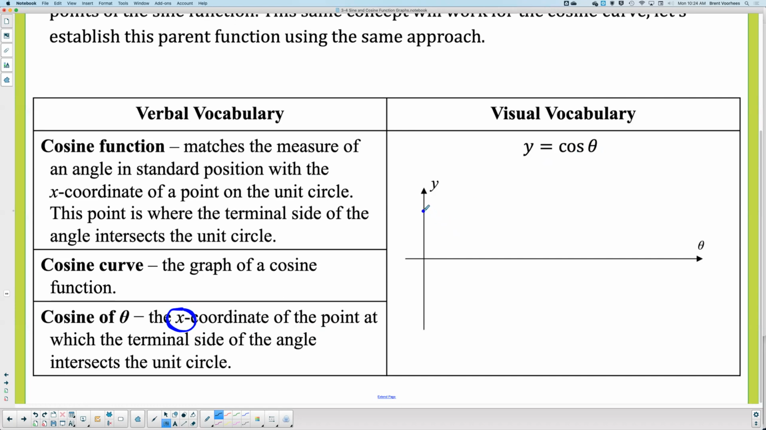As a graph, cosine will look like this. It'll come down, or it'll start at its maximum, and it'll continue on like that. That's how the cosine wave will look. The only difference is it starts at its maximum. It doesn't start at 0, it starts at its maximum. Otherwise, they are one and the same. I will show you a graph in a little bit.